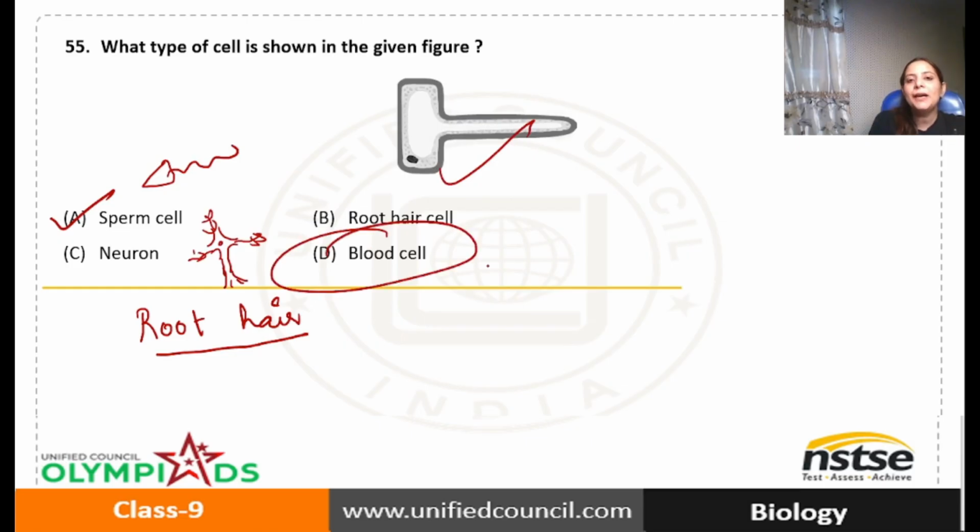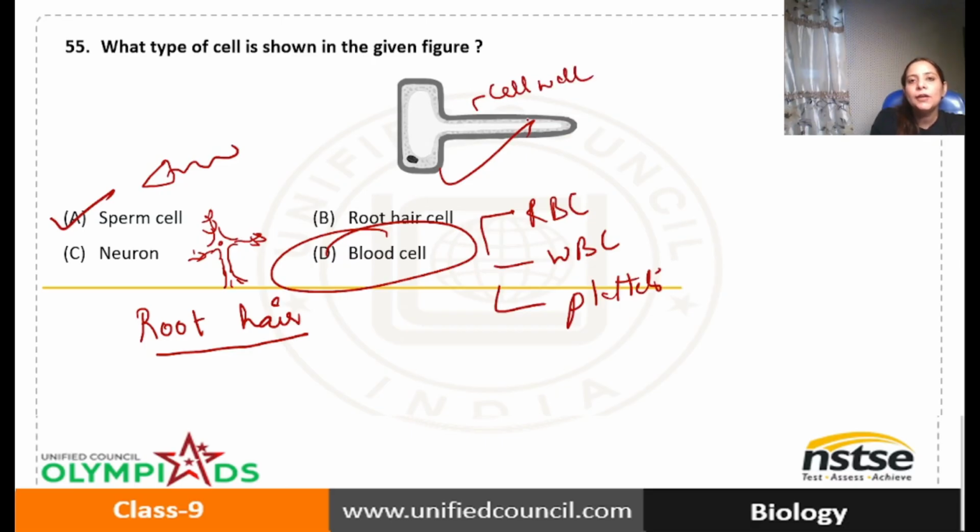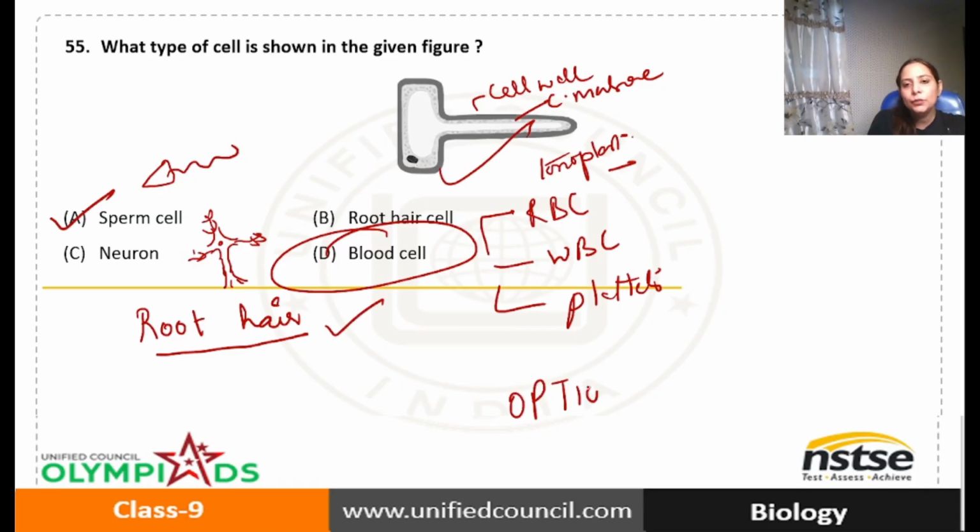And if I talk about blood cells, we have got different types of blood cells, RBCs, WBCs and platelets, and they have different features. Now here you can see that we have a cell wall, we have a cell membrane, and you have a tonoplast also. So basically it is a plant cell, and this extension is a root hair cell, a cytoplasmic extension of root hair. So which answer is correct, students? Option B is correct.